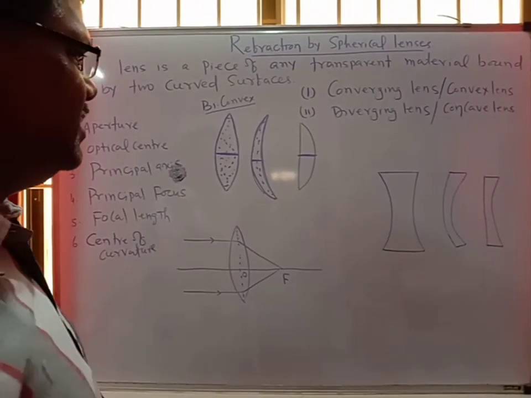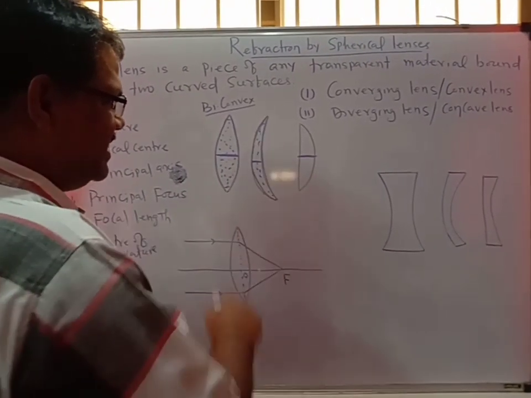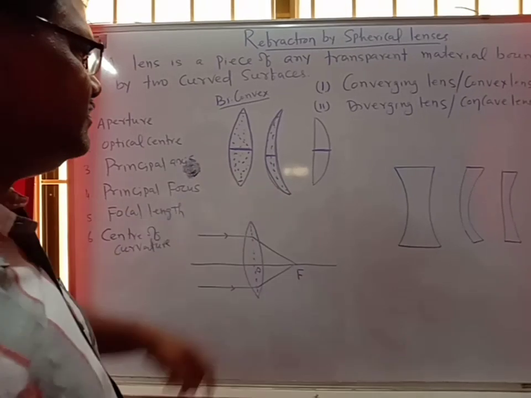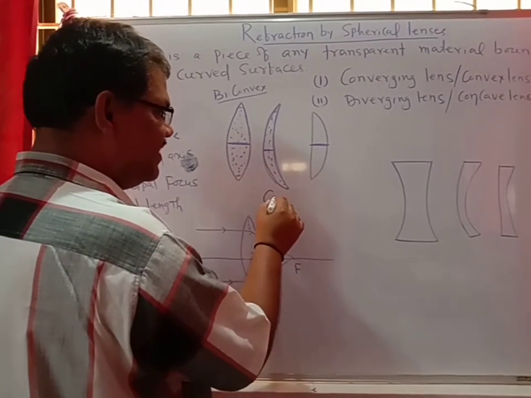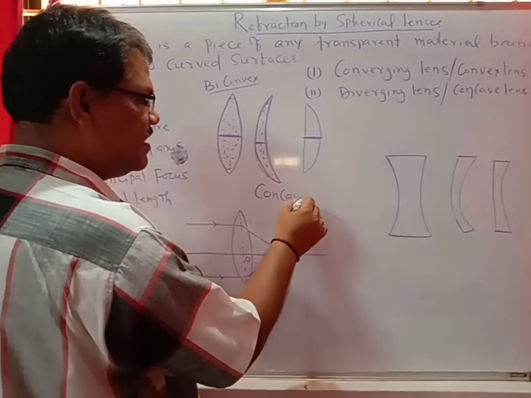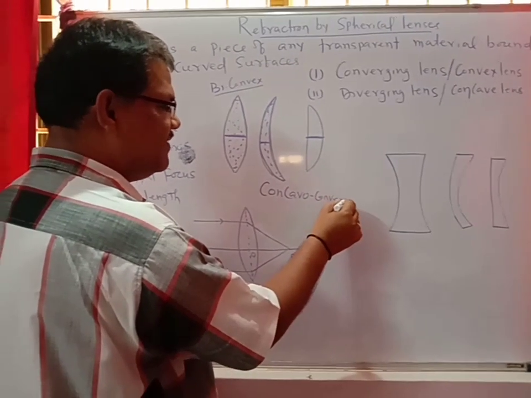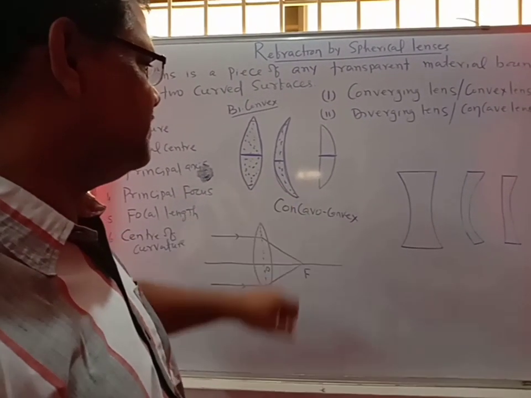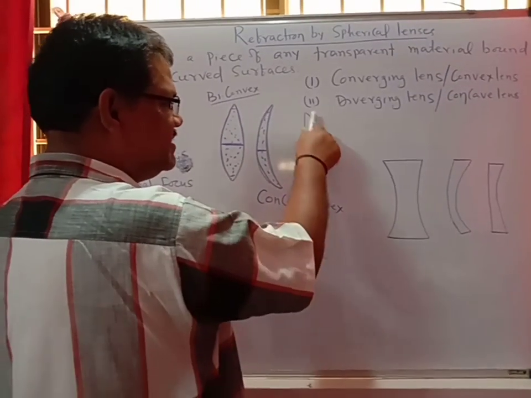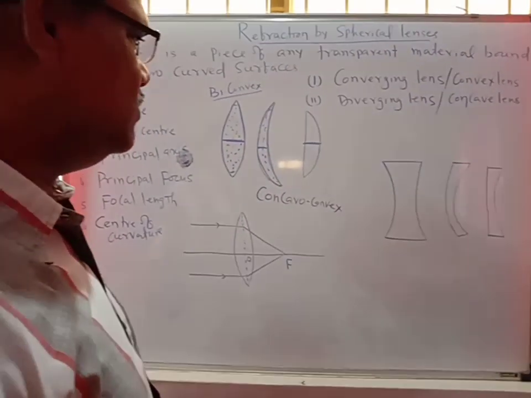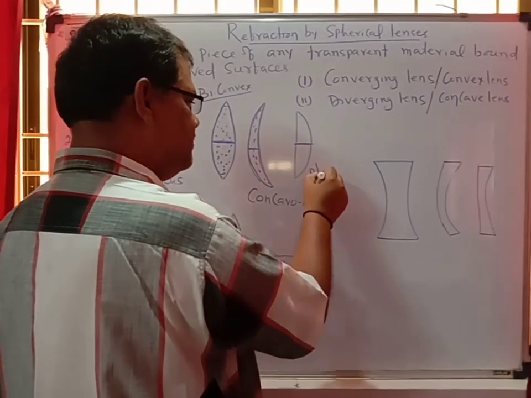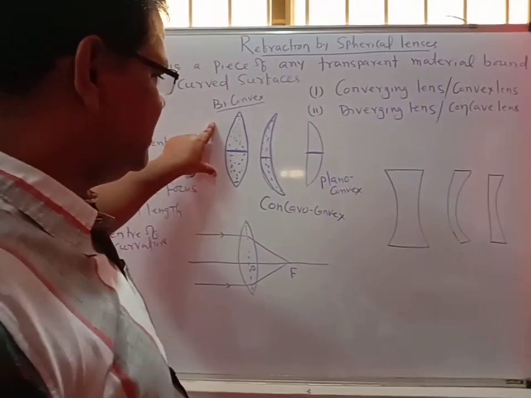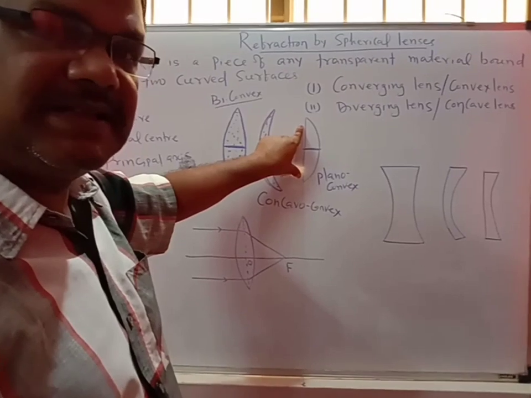In this case, one surface is concave and the other is convex, and this will be told as the concavo convex lens, because as it is a convex lens, a converging lens, we always tell the convex at the last. Concavo convex lens. And in this one, one surface is plane and another surface is convex, so it will be told as the plano convex lens. So this is the double convex lens, the concavo convex lens, and this is the plano convex lens.